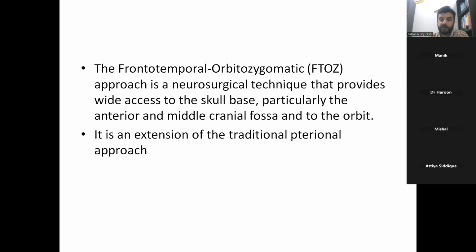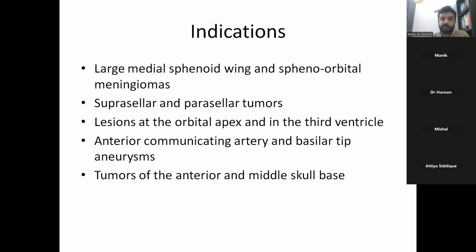This is actually a modified version of the pterional approach. We extend it more towards the frontal side and we also do an orbitotomy in this. And the zygoma can also be removed if the tumor is extending too much downward. So indications are a large medial sphenoid wing or spheno-orbital meningioma. Suprasellar or parasellar tumors can also be addressed with it. Lesions at the orbital apex or in the third ventricle, and anterior communicating artery or basilar tip aneurysms can also be approached through this modified version of the pterional approach.